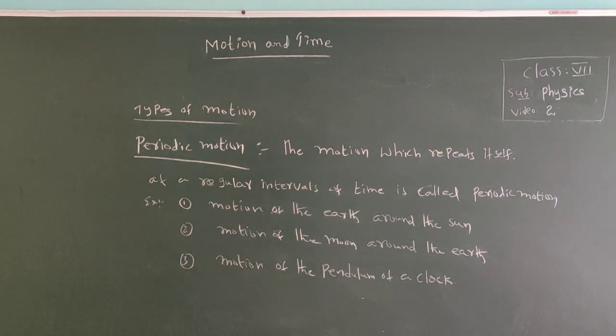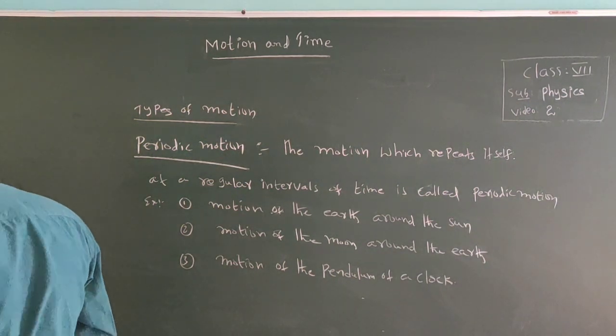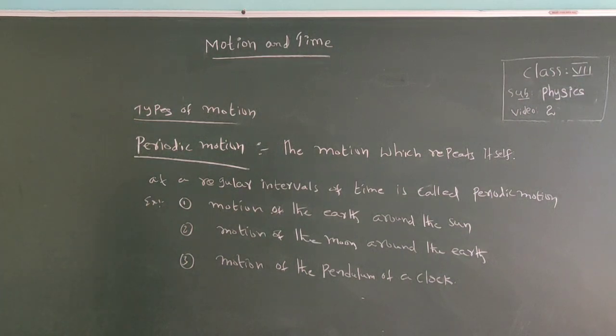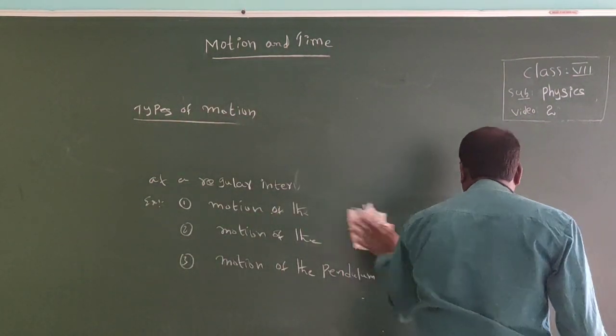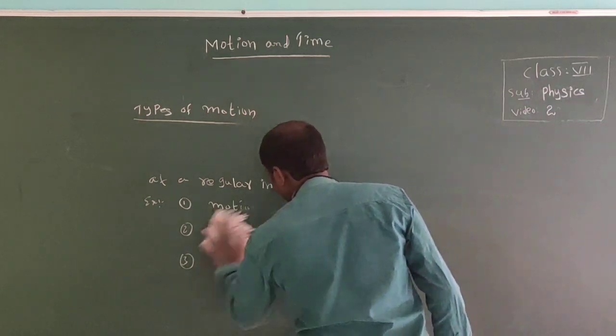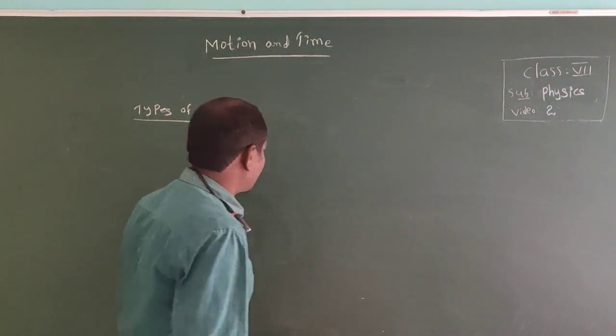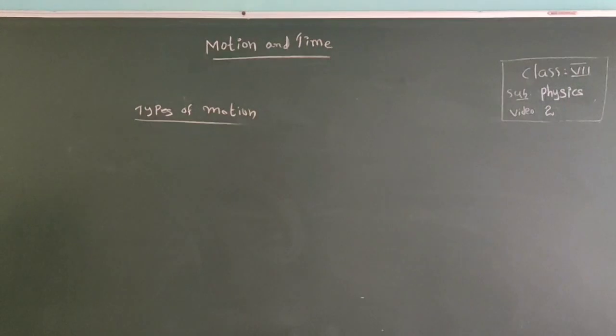Okay, next one, oscillating motion and vibratory motions. Oscillating motion means the to and fro motion of a body along the same path, that is called oscillating motion. Next one, oscillatory motion, the to and fro both are in the same path, that is called oscillatory motion.